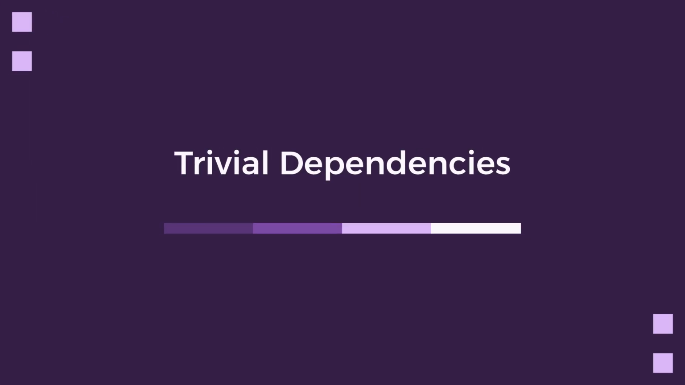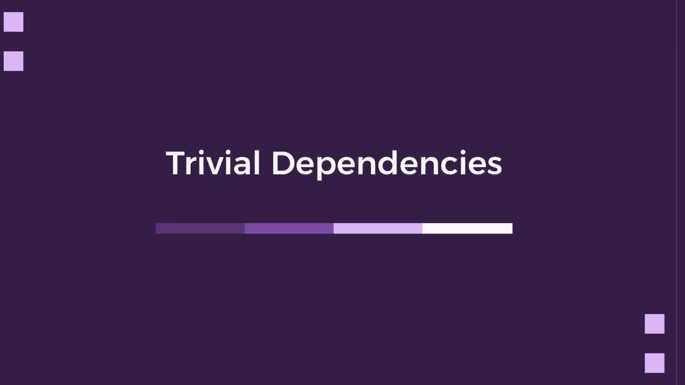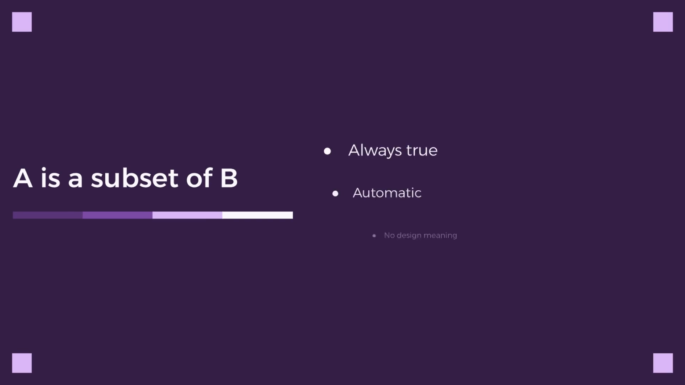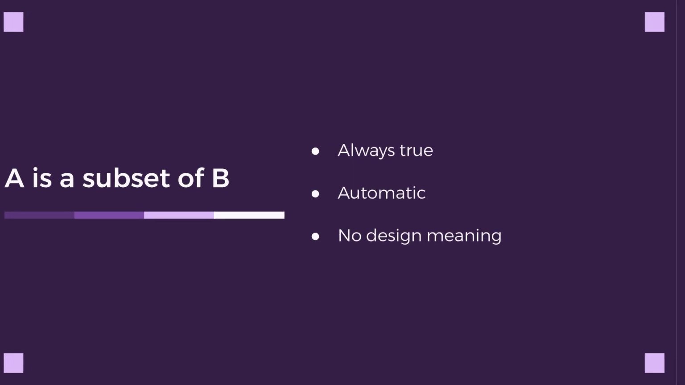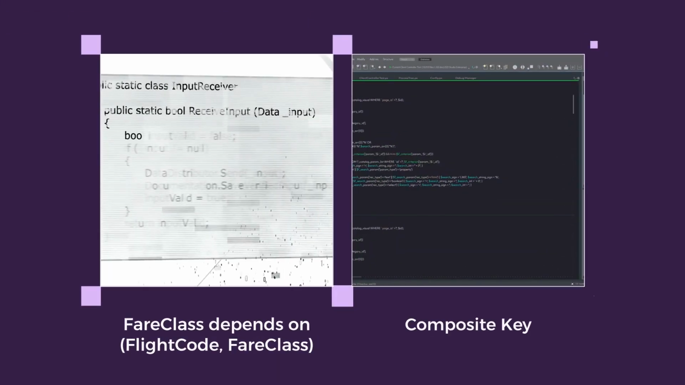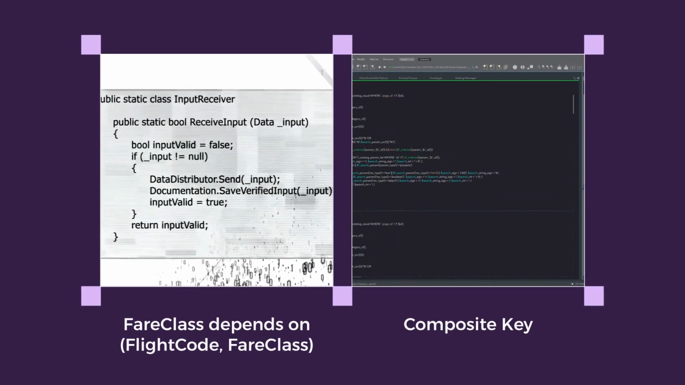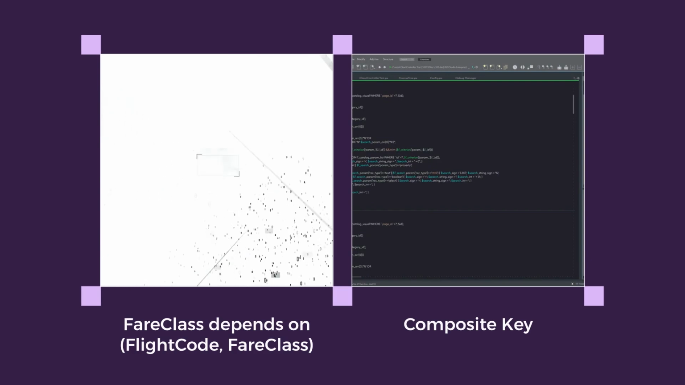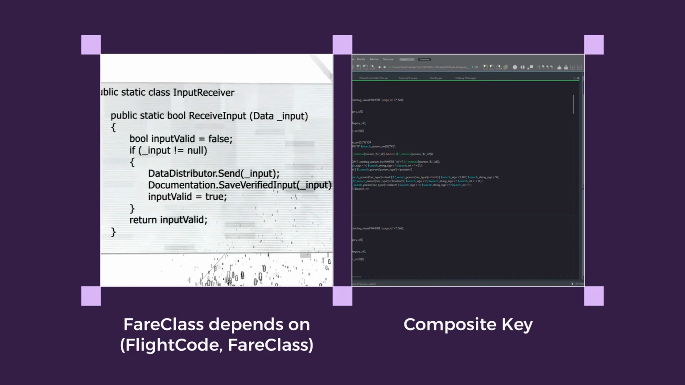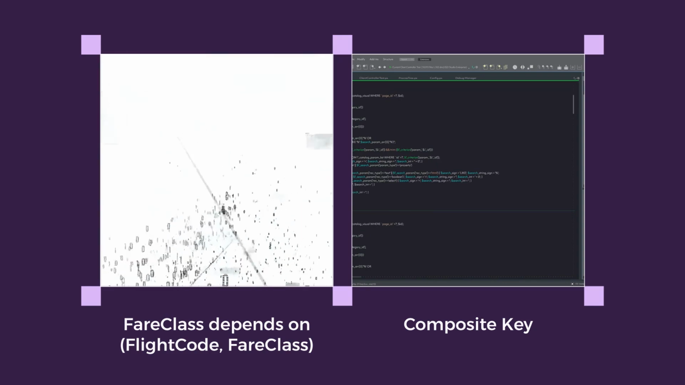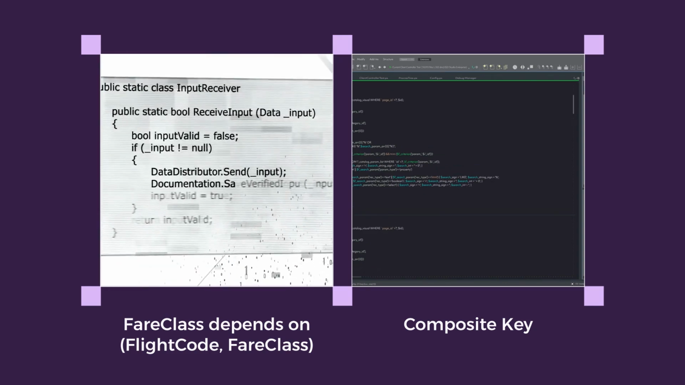Now let's define what makes a functional dependency trivial. A functional dependency is considered trivial when the columns of A are a subset of the columns of B. For example, consider a composite key. Fair class is always determined by the combination of flight code and fair class itself. This is always true, and thus, a trivial dependency.